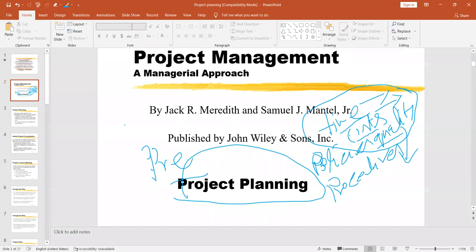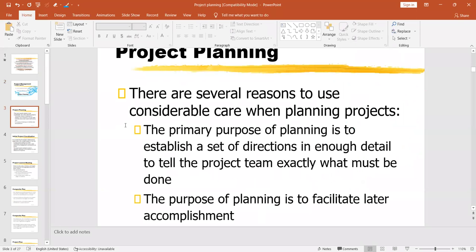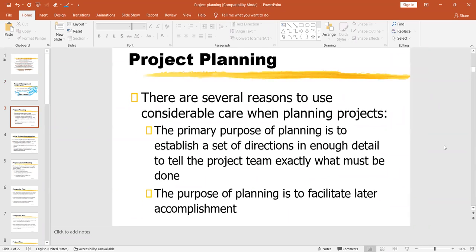Can you remember the objectives? Or you forgot? Quality, process.